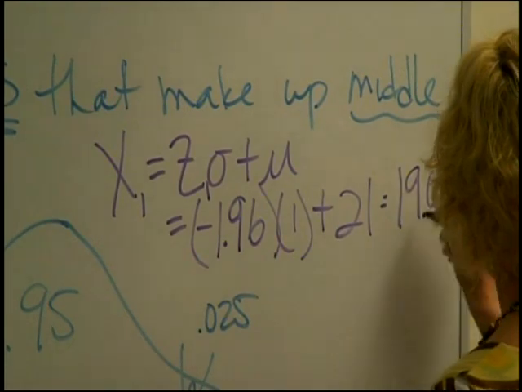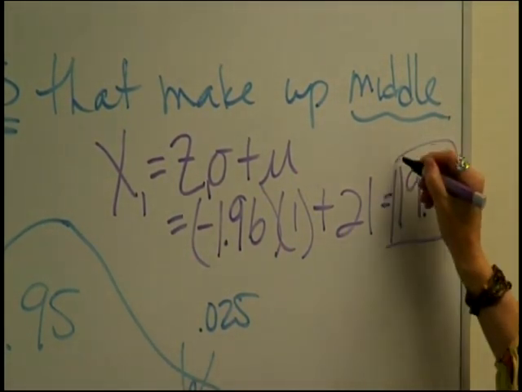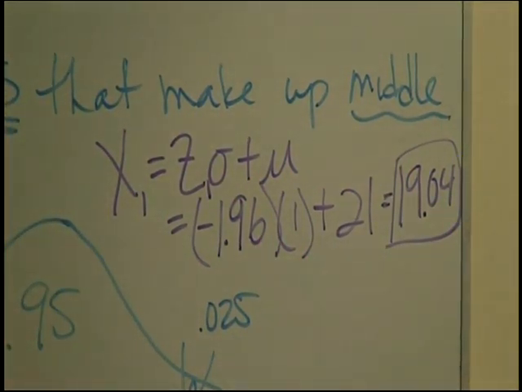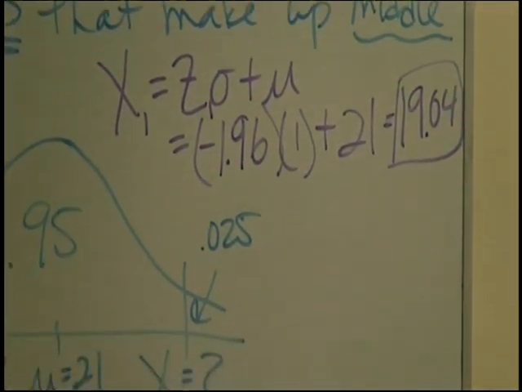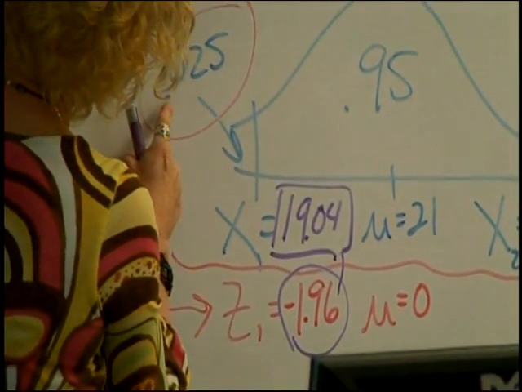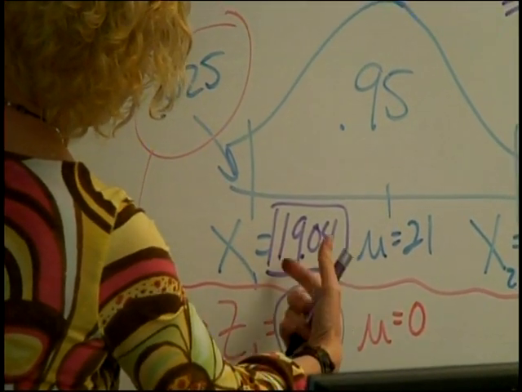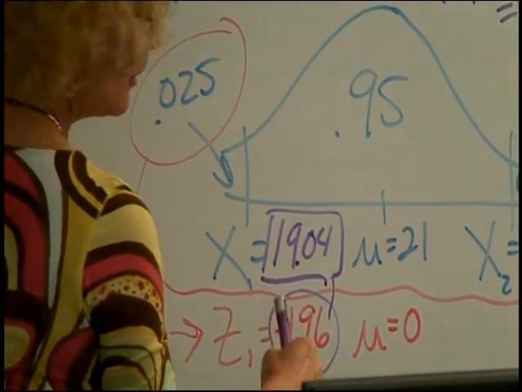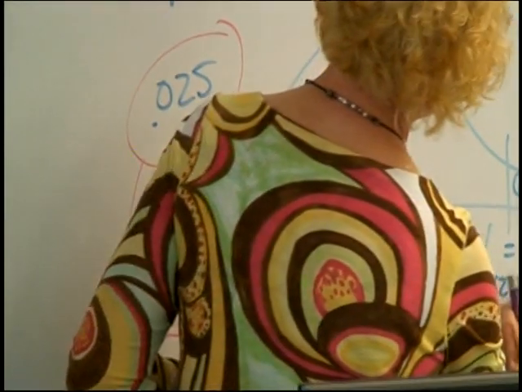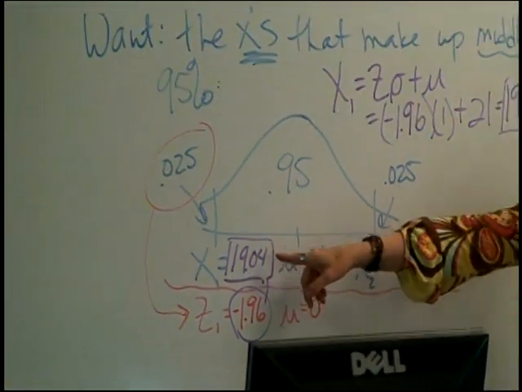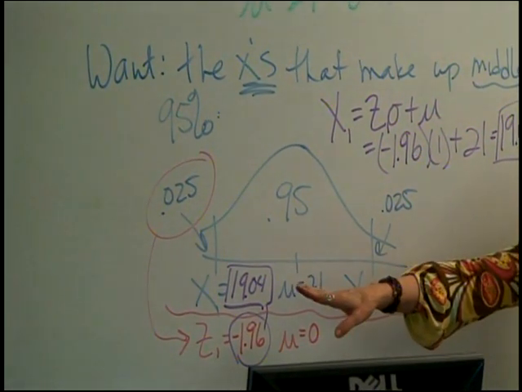19.04. Okay, so that's this value. So 2.5% of the chicken eggs hatch in about 19 days or less. So let's find our other x. And in the book, they'll probably just call it 19 days.